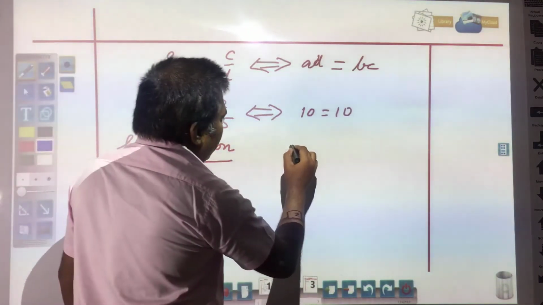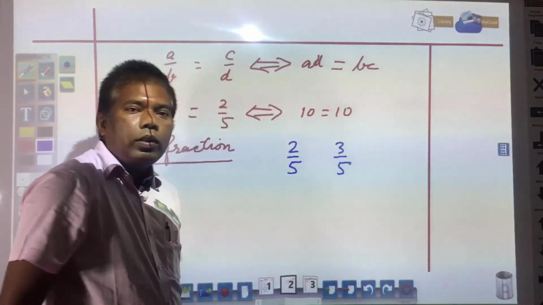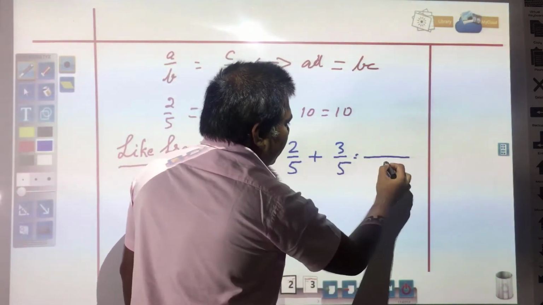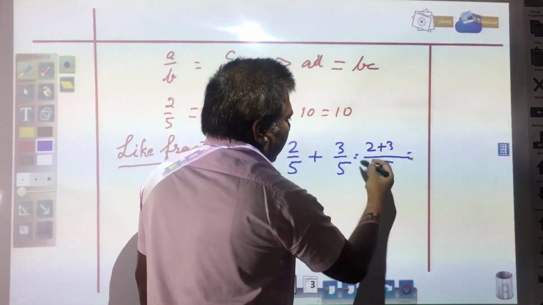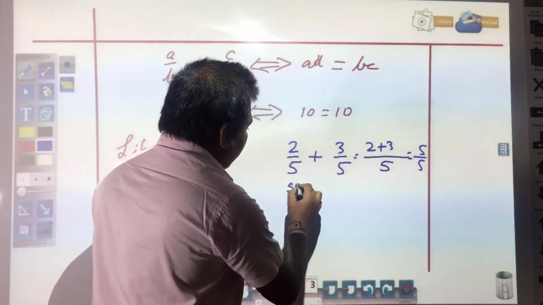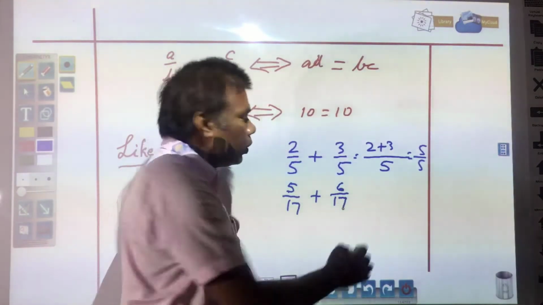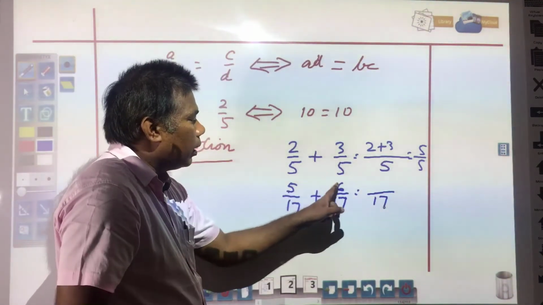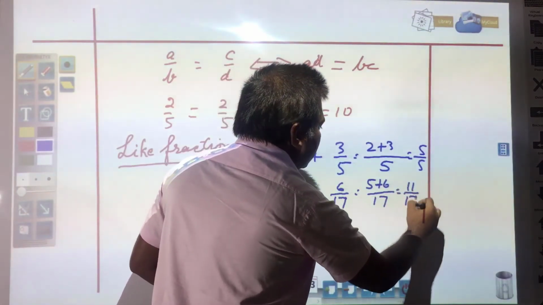Here you see, suppose you have 2 by 5 and 3 by 5. You need to add this. Very simple thing. The denominator will remain the same. Only the numbers in the numerator are required to be added. So you will get 5 by 5. Any other example? Suppose you have 5 by 17 plus 6 by 17. What do you need to do? Only 17 will be written, because the denominator will not change. The numbers in the numerator are required to be added. So this will be 11 by 17.